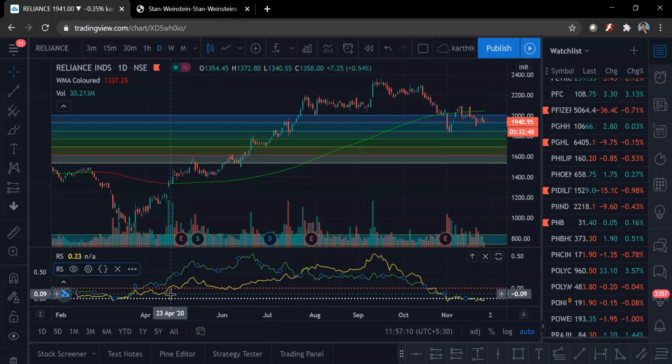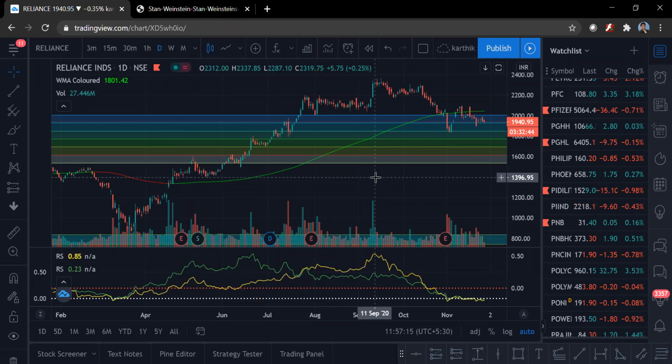So basically, we look for stocks that are performing better than the index, because those are the stocks that give better performance. When the index moves 1 or 2%, these are the stocks that move 5 to 10%. So we mainly focus on this kind of stocks.